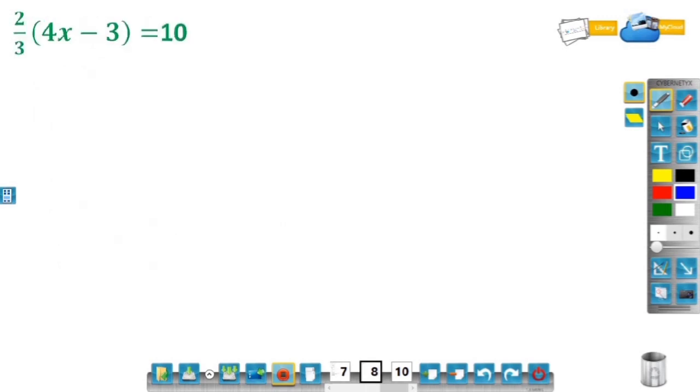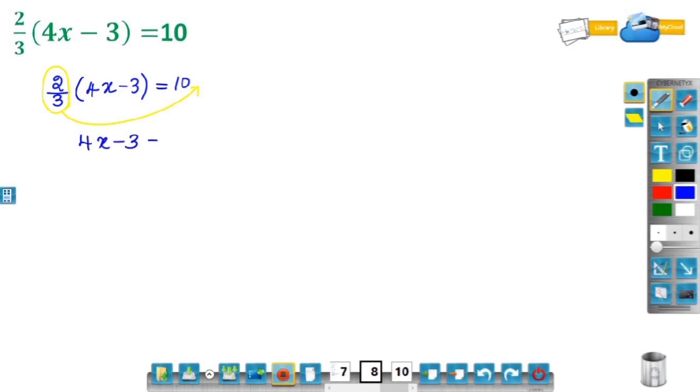Now solve 2 by 3 into 4x minus 3 is equal to 10. 2 by 3 into 4x minus 3 is equal to 10. Now see here, 2 by 3 into 4x minus 3 is equal to 10. First we have to transpose 2 by 3 to the right hand side. It is 2 by 3 into 4x minus 3.